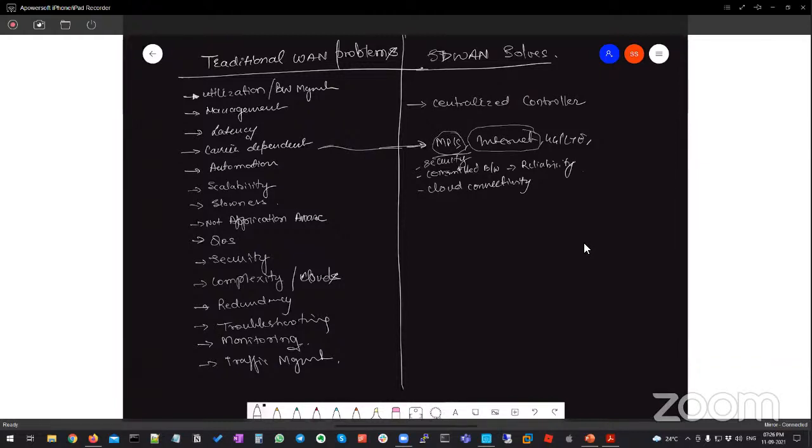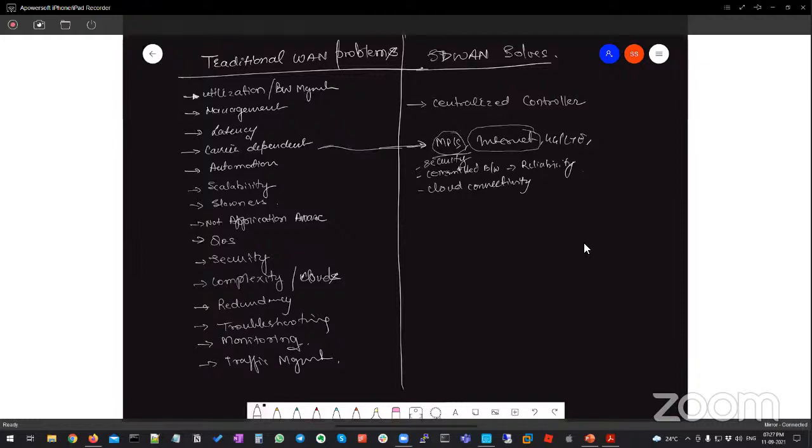So if you drop your MPLS connection and route your traffic over the internet, these three important things come up: how you get security over the internet, how you get reliability over the internet, and how you get cloud connectivity, right? So cloud connectivity is not a problem. It is even a problem for MPLS, because to provide connectivity to the cloud over MPLS, you need an extra net connection, right? But over the internet, every cloud provider is going to provide you cloud connectivity. So it is good for your cloud connectivity, first of all.